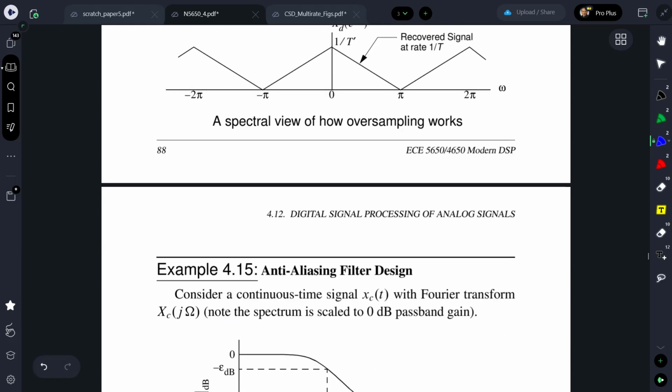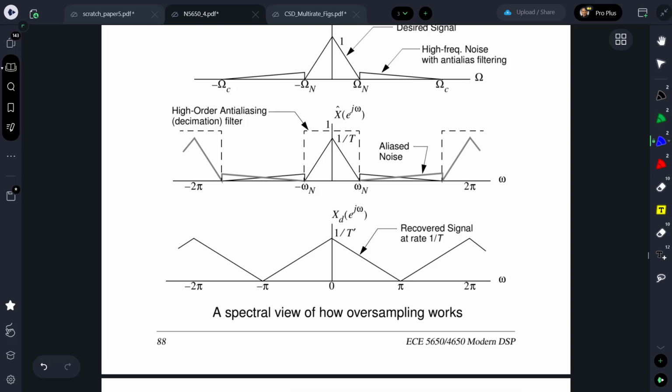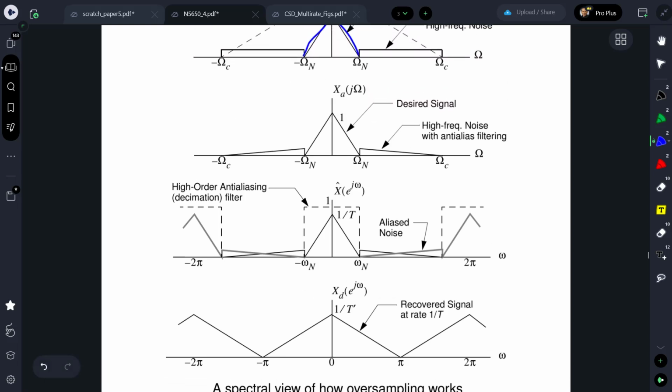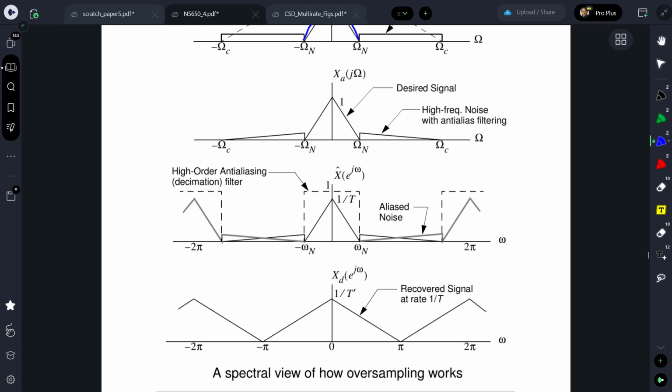And then what you want to do is have your high-order decimation low-pass filter come inside once you've got things converted to digital, and then you can fine-tune the shape of your spectrum and reject the folded over alias noise and so on that's outside your band of interest, and then finally this is what you get.